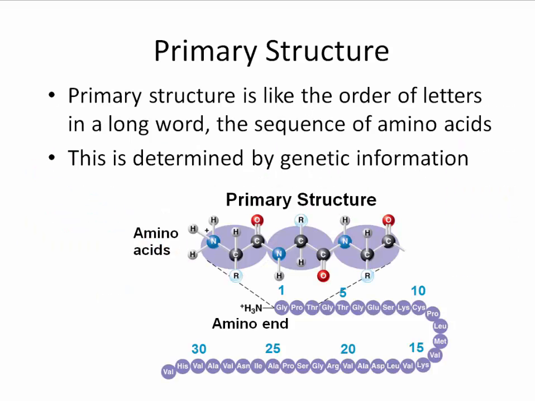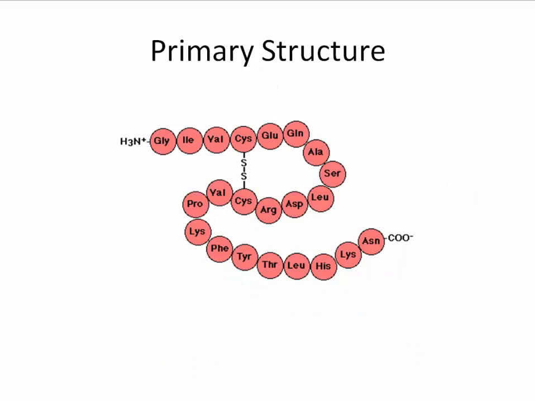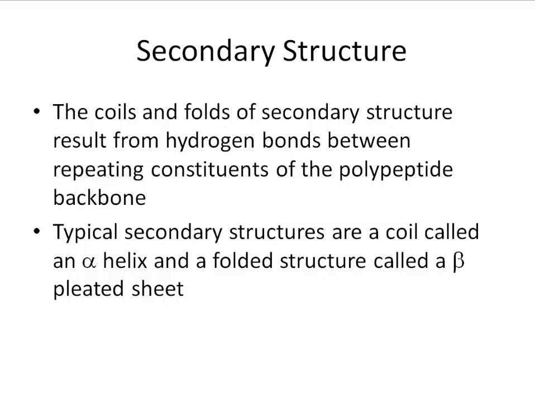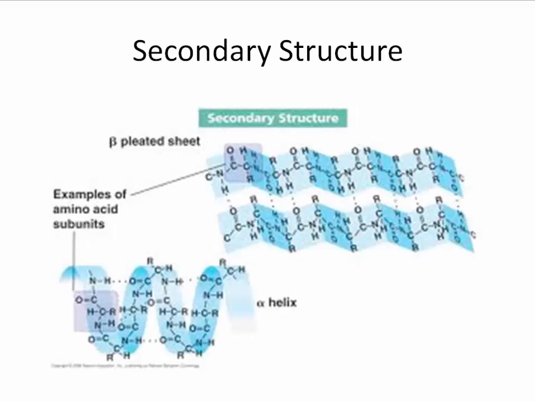So the primary structure is like the order of letters in a long word. And that is determined by genetic information. So that is coded for by the DNA. And it would look like this. And the secondary structure results from hydrogen bonds between the polypeptide backbone, and you get an alpha helix, which is a coil, or a folded structure called a beta pleated sheet that looks like this.